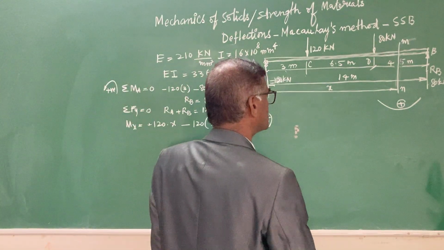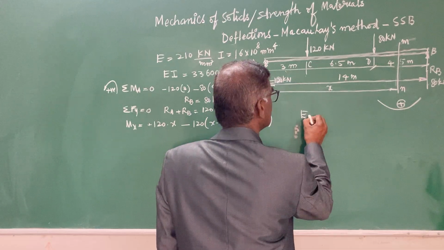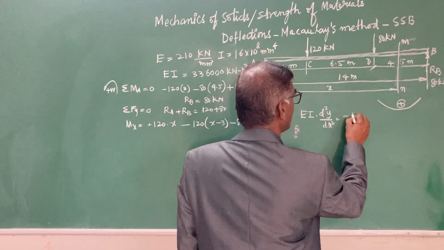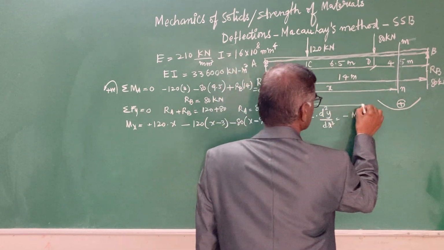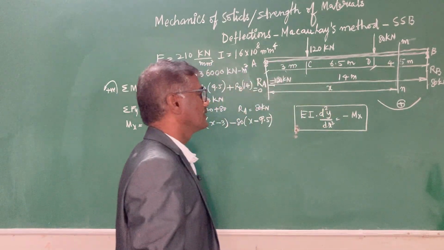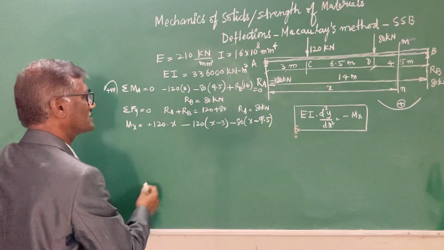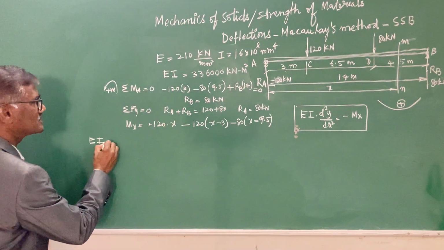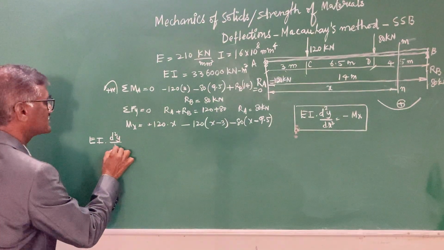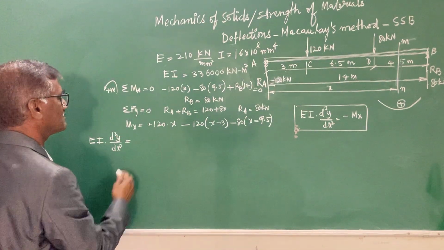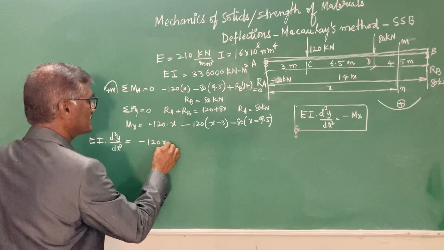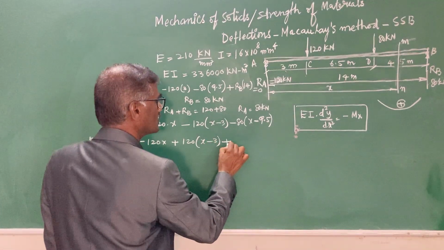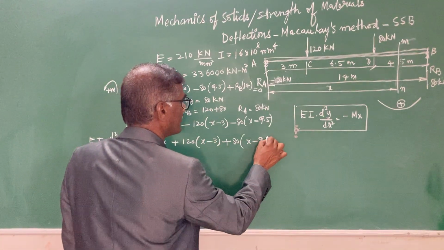You will be using Newton's formula for the curvature, and that equation is EI times d square y by dx square equals minus Mx. This equation you are using, and for Macaulay's method let us substitute the Mx value into that. You have EI times d square y by dx square equals minus Mx. Multiplying with minus, you have minus 80x, and your minus becomes plus, that is 120 into x minus 3, and this also becomes plus 80 into x minus 9.5.